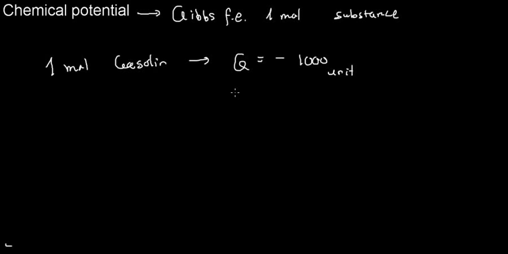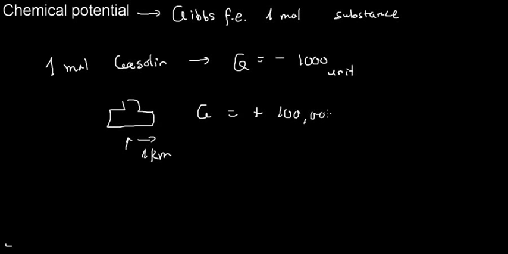So if I add one mole of gasoline, I can decrease the Gibbs free energy of another process. And I'm just going to use that same example. I had a car, and the Gibbs free energy calculation of this car driving 1 kilometer is plus, let's say, 100,000 units.